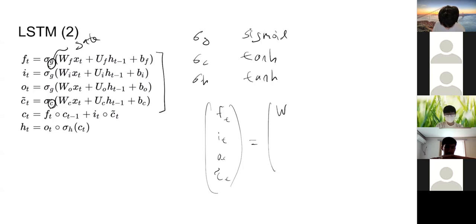Likewise, concatenating all these matrices in the vertical way, and then just apply XT. And this would work because this size is still the same. And that's what matters for the vector multiplication here, right? And same for the U.